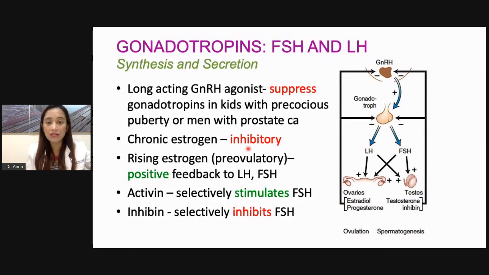Chronic estrogen is also inhibitory on the axis. However, in your ovarian cycle, a rising estrogen in the pre-ovulatory phase sends a positive feedback to your pituitary gland in order to increase the secretion of your LH until the LH surge happens. Your activin from your ovaries selectively stimulates your FSH, and your inhibin selectively inhibits your FSH as well.